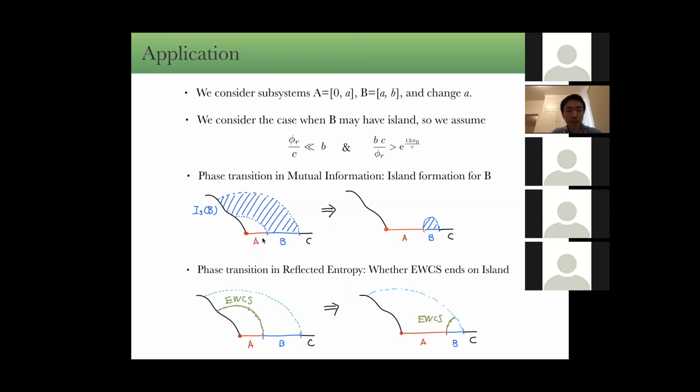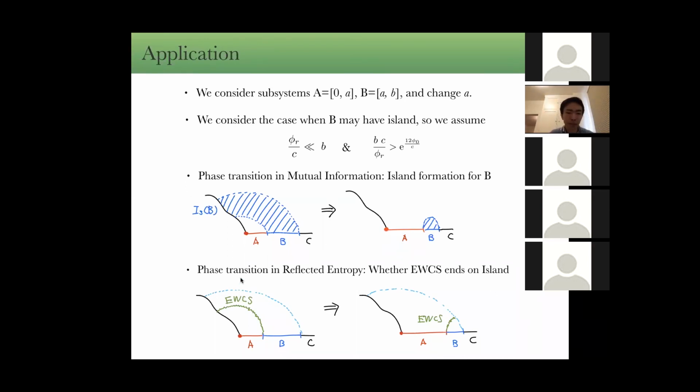But as you increase the size of A and shrink the size of B, B no longer has an island. So the entanglement wedge of B undergoes a phase transition, and it's just the same as the usual entanglement wedge for the field theory.